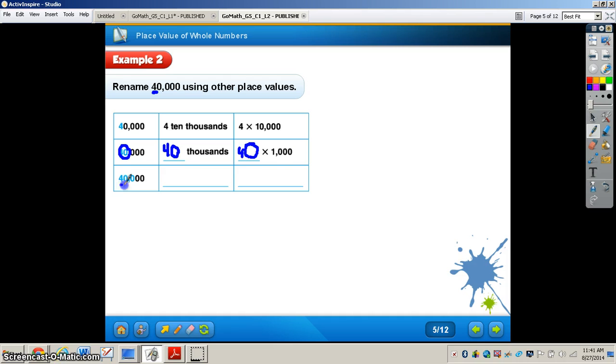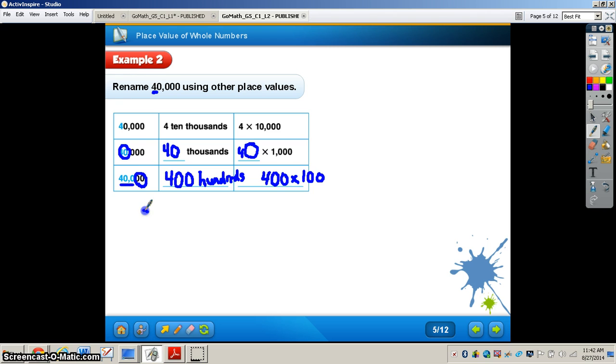Now if I'm taking a look at the number 400, so 400 hundreds. It's going to give me 400 times 100. And how do we know that's hundreds? There are 2 zeros after that 400.